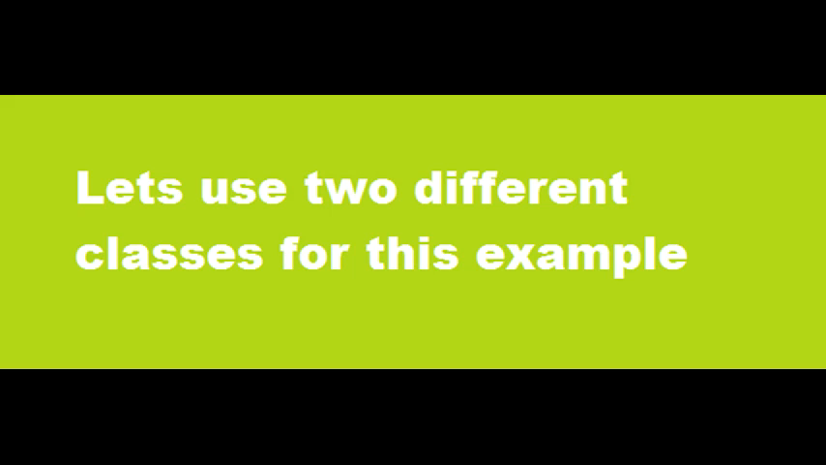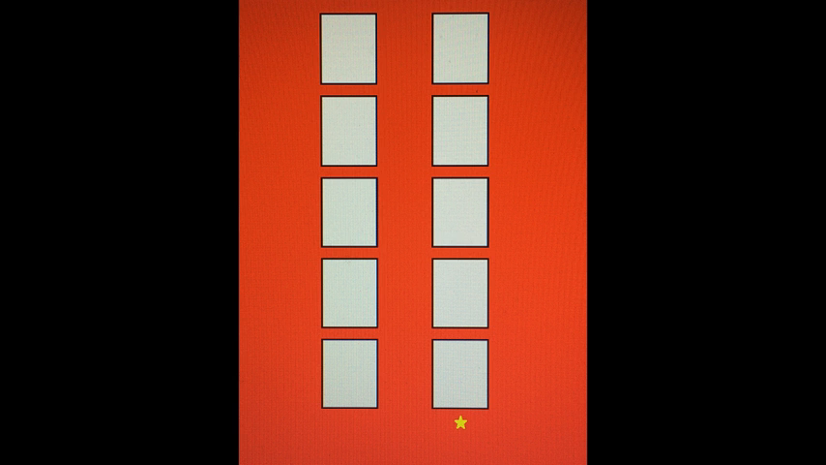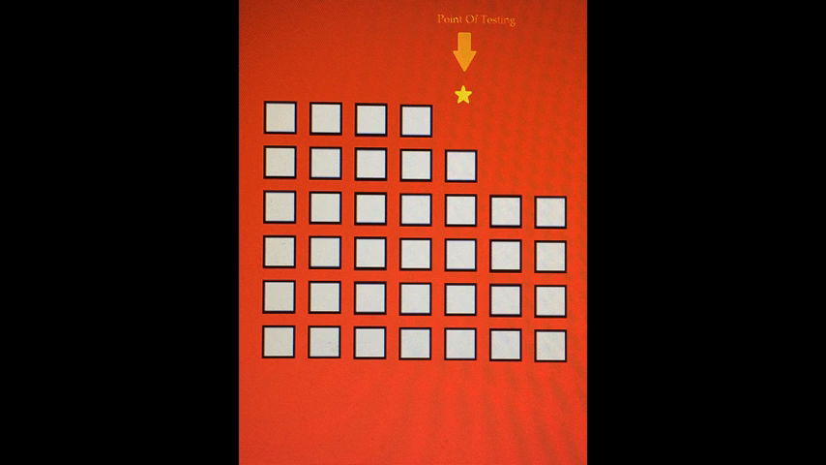Let's use two different classes for this example. Class set 1 and class set 2. You might be curious as to what those stars in each set stand for. Well, those stars stand for the position that the teacher stands in, which is the position we are testing.